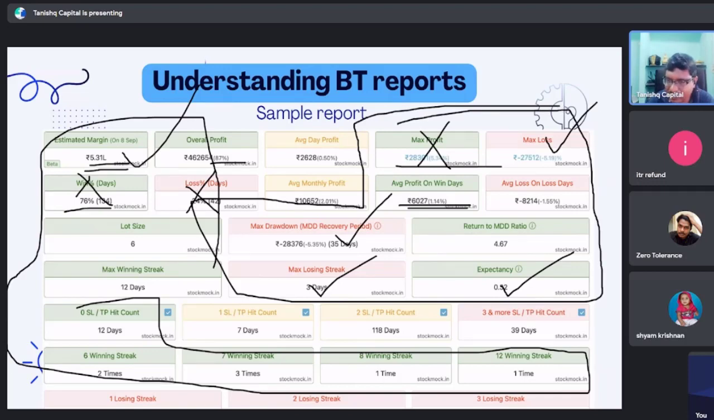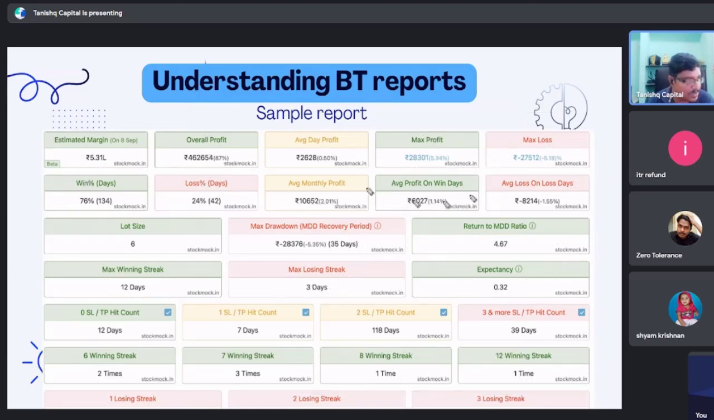Why? I can deploy an algo, and if it is not going to give much profit, then no issues. So only these points I will generally concentrate on. With that in mind, I will share the real report of one of the strategies we have for a very small capital. We will also discuss it.